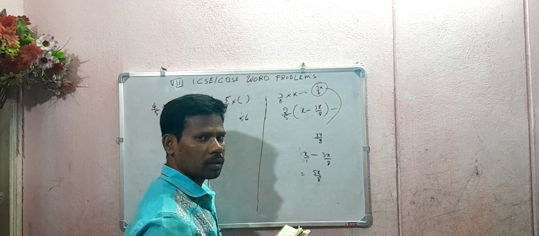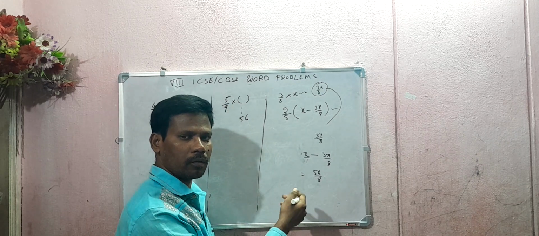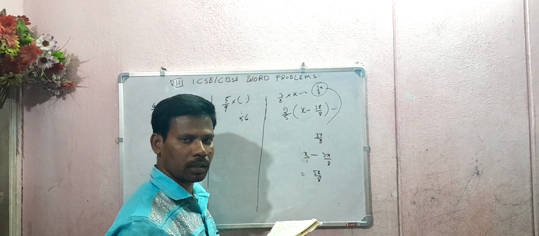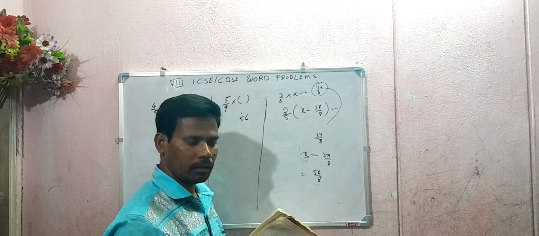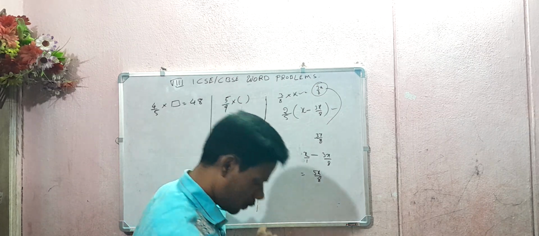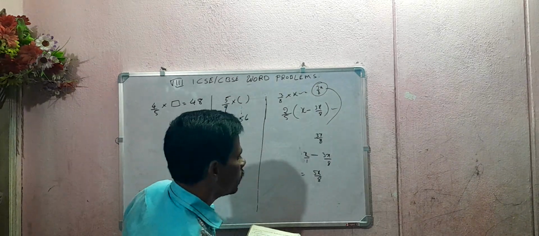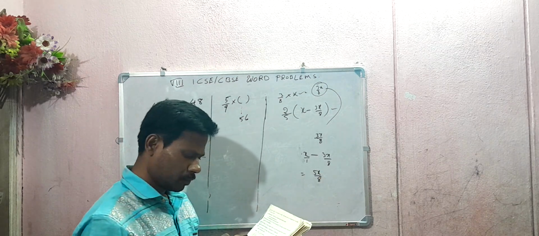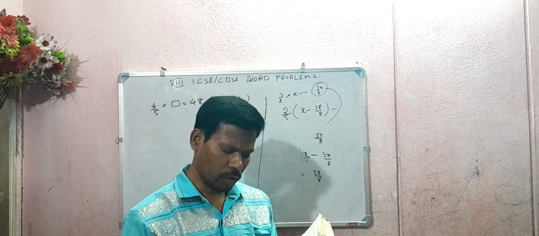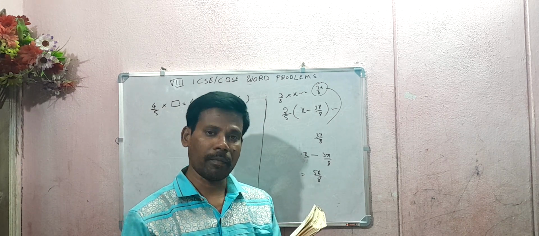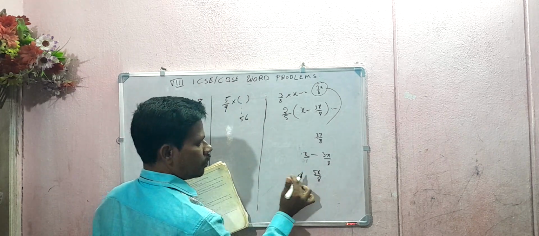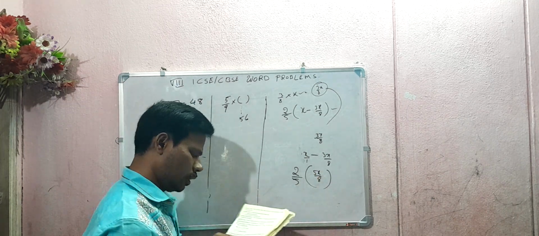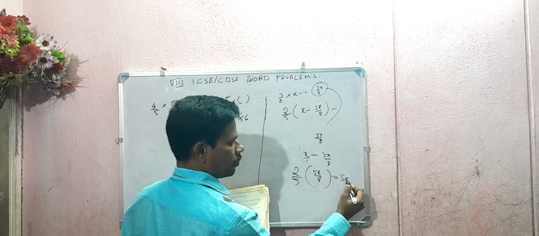These simplifications, calculations that I will write directly because already I have explained in basic classes, so many classes very detailedly. So here 5x by 8 is remaining. According to the problem, what is given? 2 by 5 of the remainder. 2 by 5 of the remainder. Remainder is 5x by 8. This she read on second day.